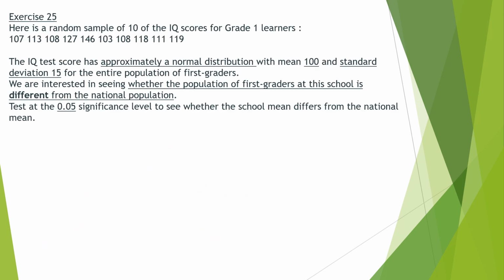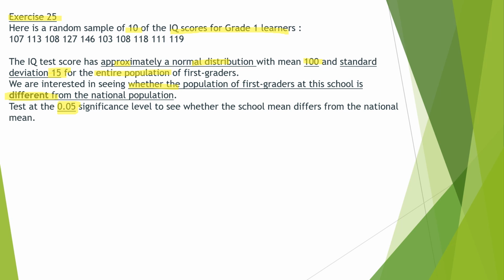Okay, so let's have a look at exercise 25 from the textbook. So we are given a random sample of 10 of the IQ scores for grade 1 learners, and we have been told that the test score is approximately normal with a mean of 100 and a standard deviation of 15 for the entire population, meaning the 15 that we are given is sigma. Now we are interested in seeing whether the population of the first graders at this school is different from the national population, and test this at a 0.05 significance level, meaning alpha is 0.05, to see whether the school mean differs from the national mean.